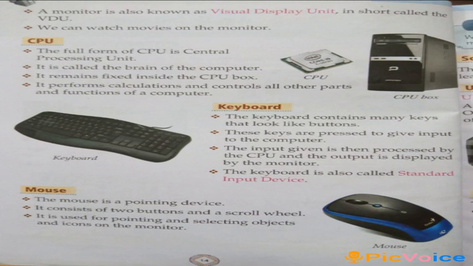Mouse. The mouse is a pointing device. It consists of two buttons and a scroll wheel. It is used for pointing and selecting objects and icons on the monitor.